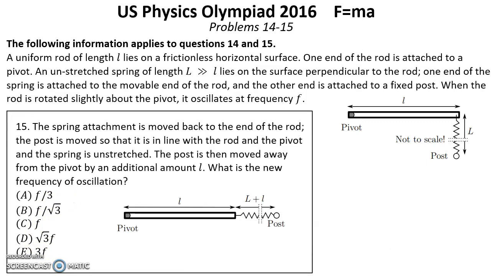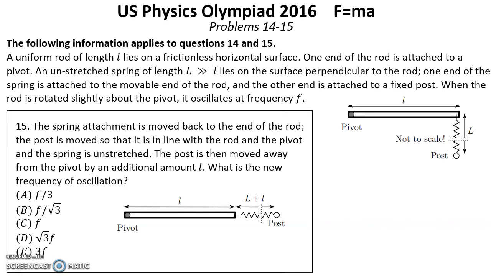Problem number 15. The spring attachment is moved back to the end of the rod. The post is moved so that it is in line with the rod and the pivot, and the spring is unstretched. The post is then moved away from the pivot by an additional amount L. What is the new frequency of oscillation? Solution for problem number 15.